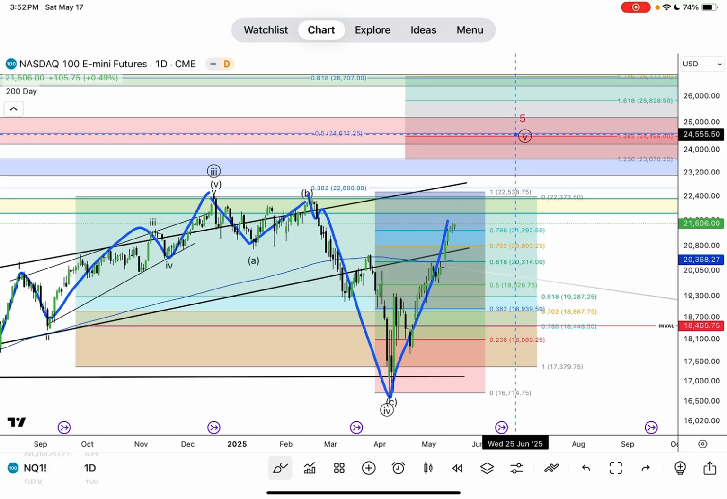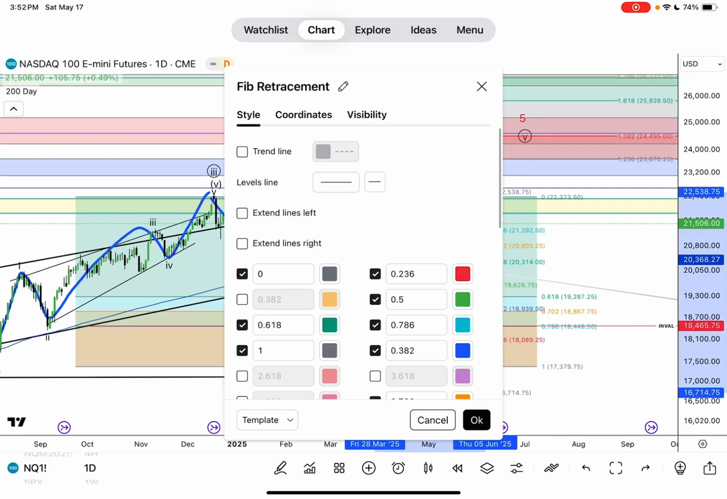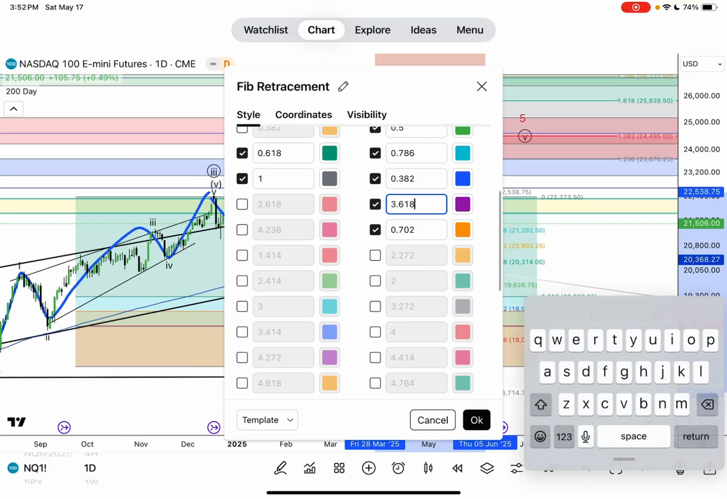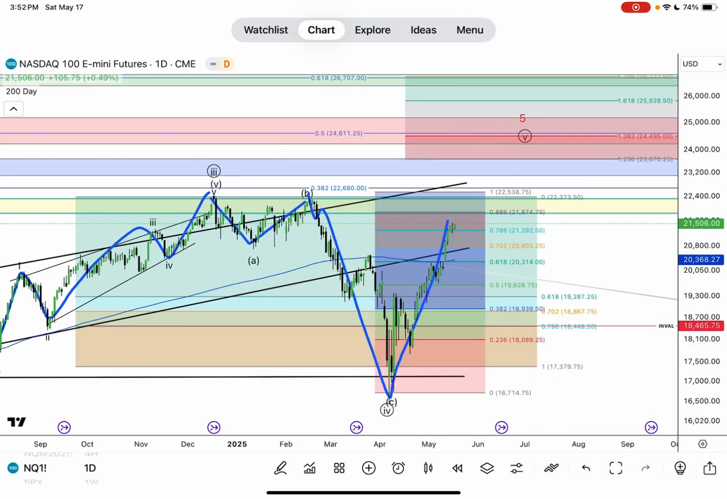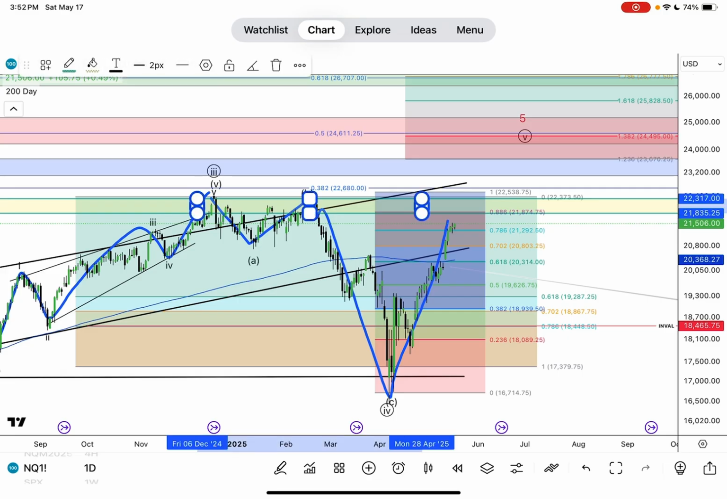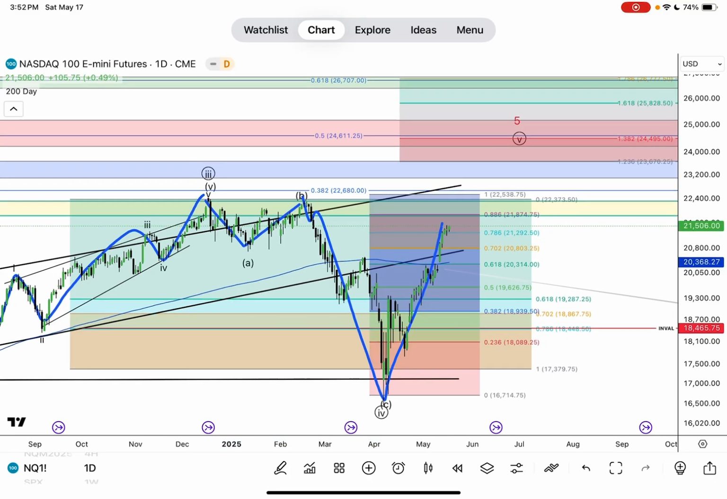Let's also, similar to that of the S&P, take a look at the 886. Where is the 88.6% fib on this chart? Okay, it's sitting there at supply zone, 21,874. So I want to see a move above that supply zone. I want to see how price reacts to it. But so far, it looks pretty good.